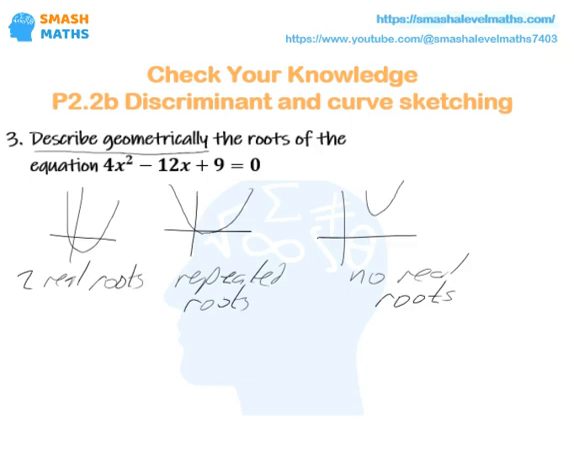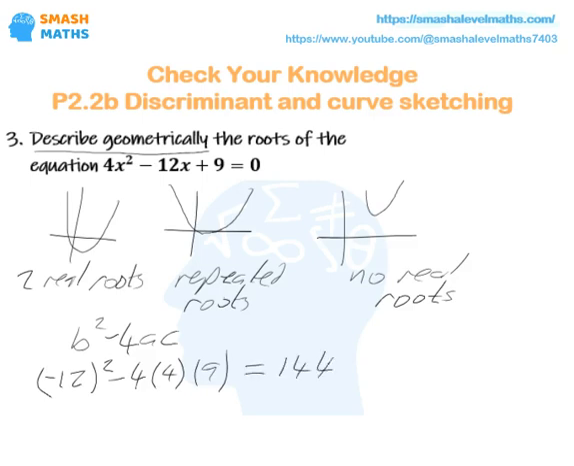To determine whether or not we've got real roots, we're going to have a look at the discriminant, b squared minus 4ac. So we've got b squared, that's minus 12 squared, minus 4 times a times c. And that's 144. That bit there, 16.9, that's 144 as well, equals 0.